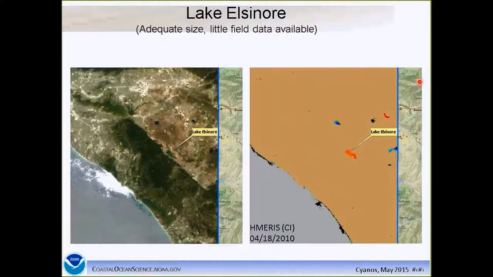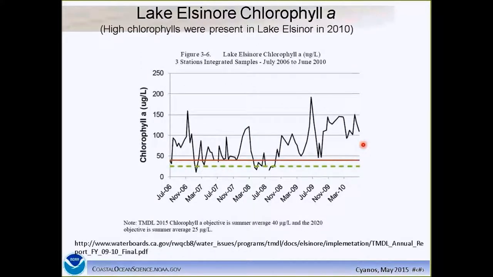Some data like Elsinore, anyone from there? Okay, those in the southern state, right here, visible. This is data actually out of that. It's quite a eutrophic lake there. Lots of stuff growing in it too, different kinds of things.